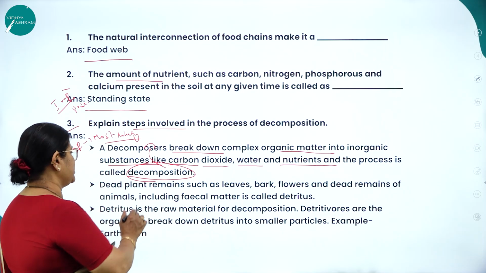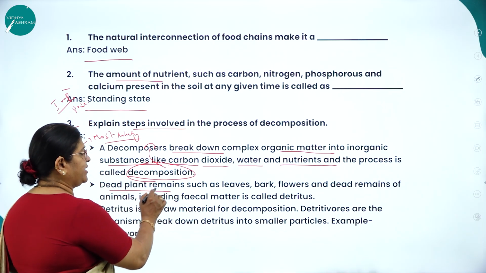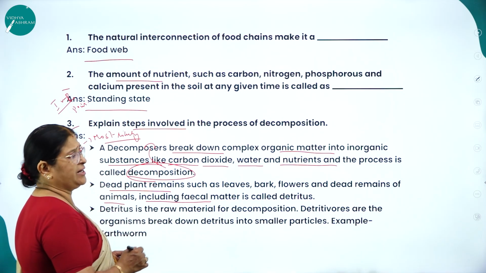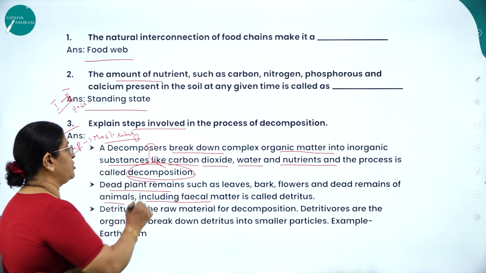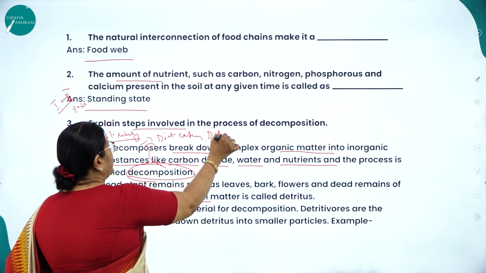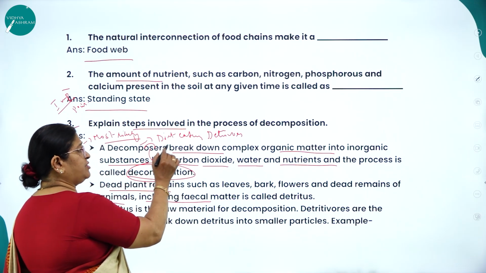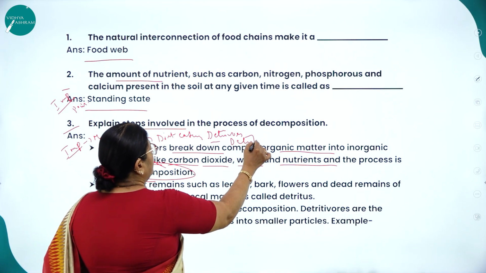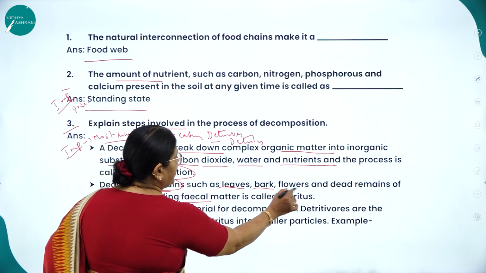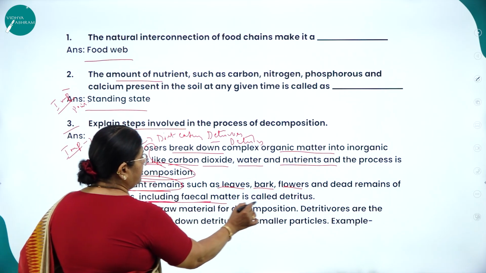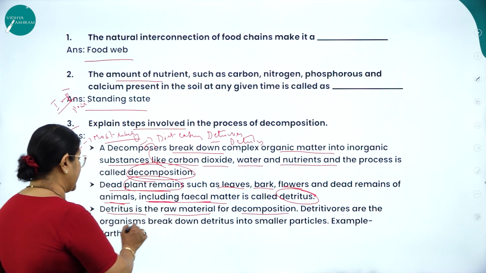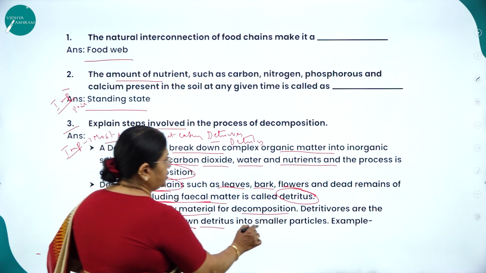Who is called as a decomposer? The dead plant remains such as leaves, bark, flowers and dead remains of animals including fecal matter are called detritus. Decomposers are also called as what? Dirt eaters, or they are also called as detritivores. Detritivores are the ones which feed on detritus. What is detritus? It is nothing but the dead plant remains such as leaves, bark, flowers and dead remains of animals including fecal matter. Detritus is the raw material for decomposition. Detritivores are the organisms which break down detritus into smaller particles.